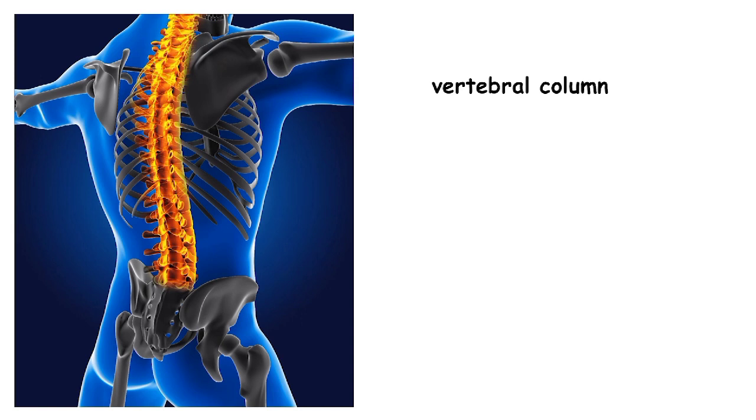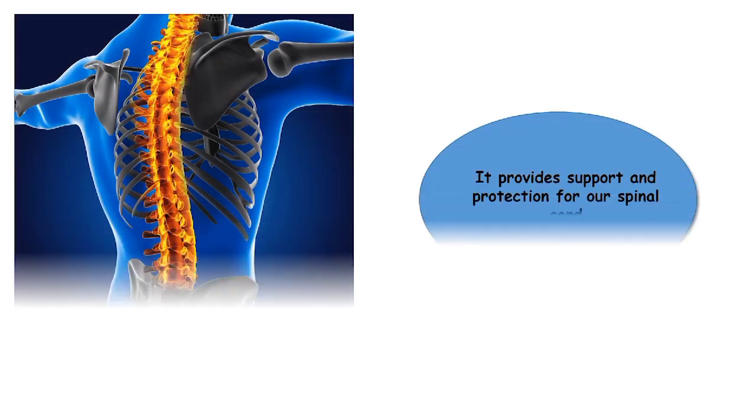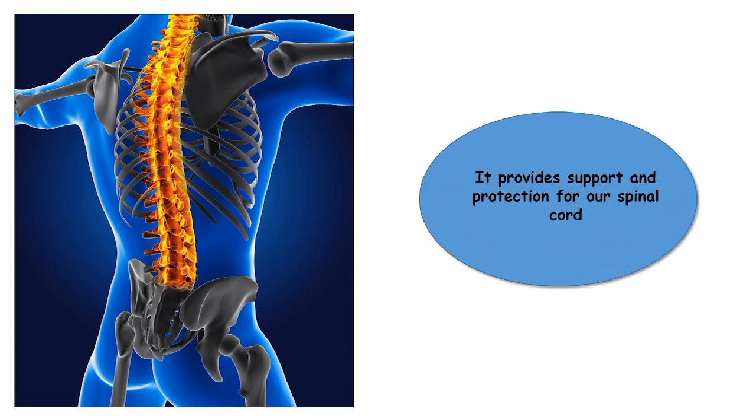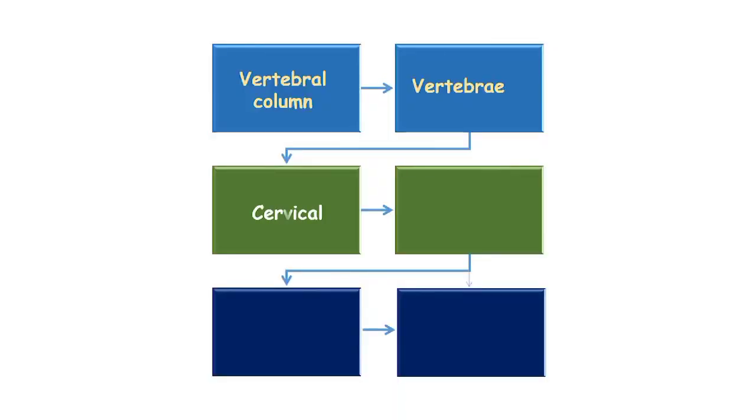Moving down, we have the vertebral column, also known as the spine or backbone. It provides support and protection for our spinal cord. The vertebral column is made up of individual bones called vertebrae, stacked on top of each other. It has different regions, the cervical, thoracic, lumbar, and the sacral regions.